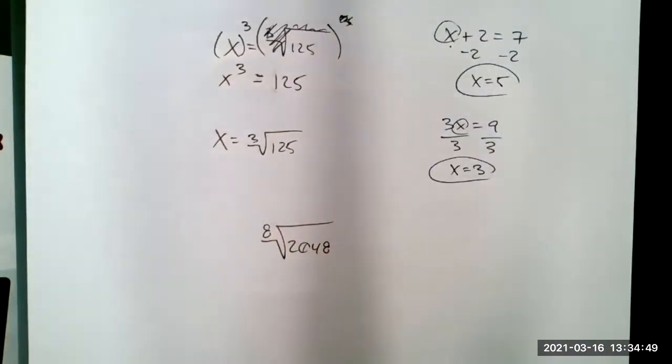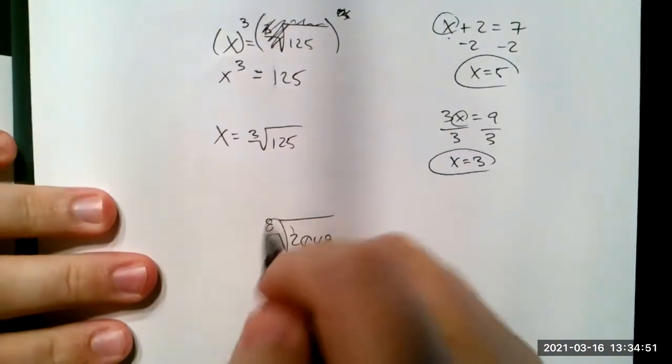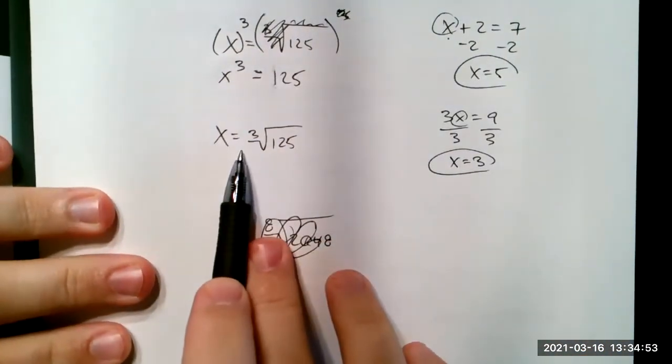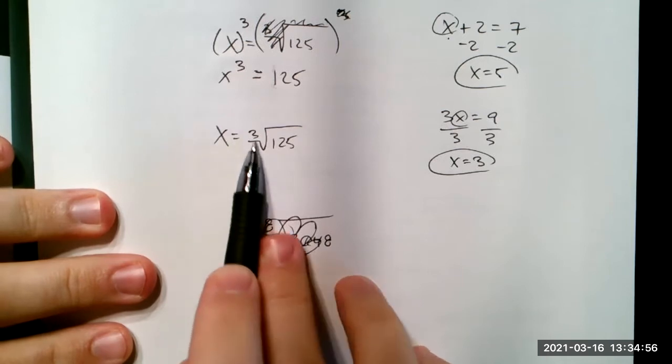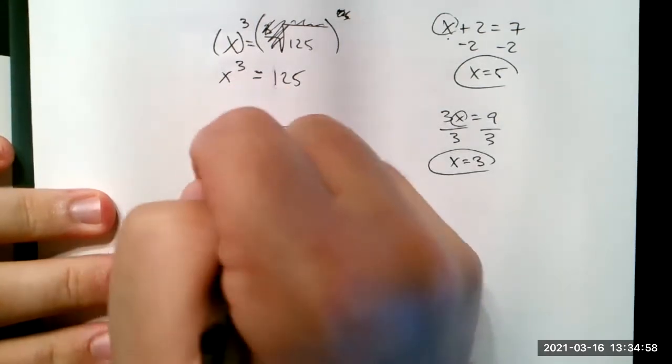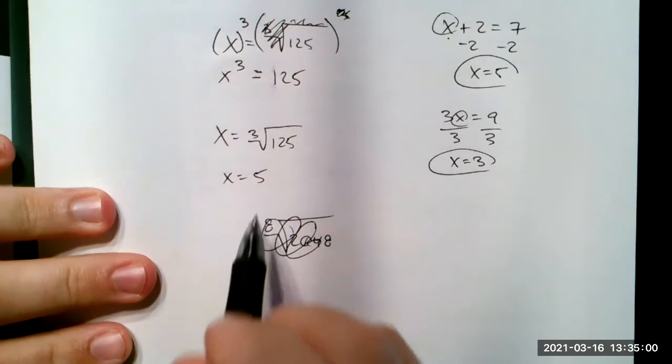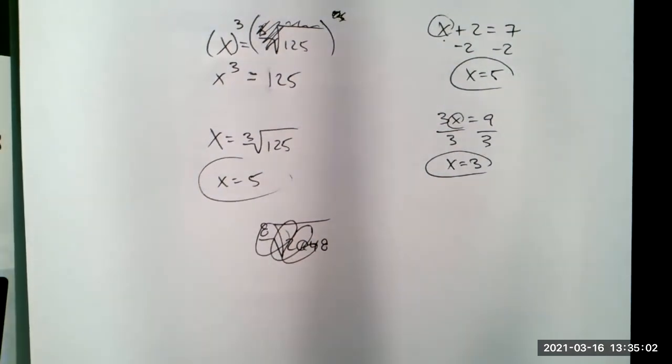Okay. So that's kind of a long explanation for what we're doing here. So we type this into our calculator, x equals the cubed root of 125, which was 5. So in that case, our answer would be 5.